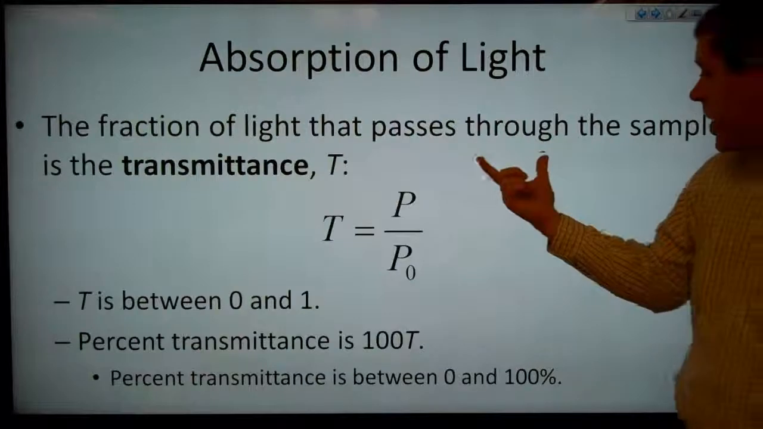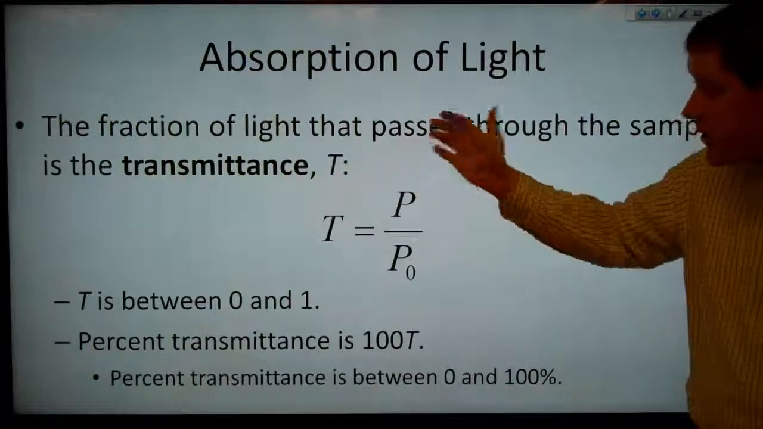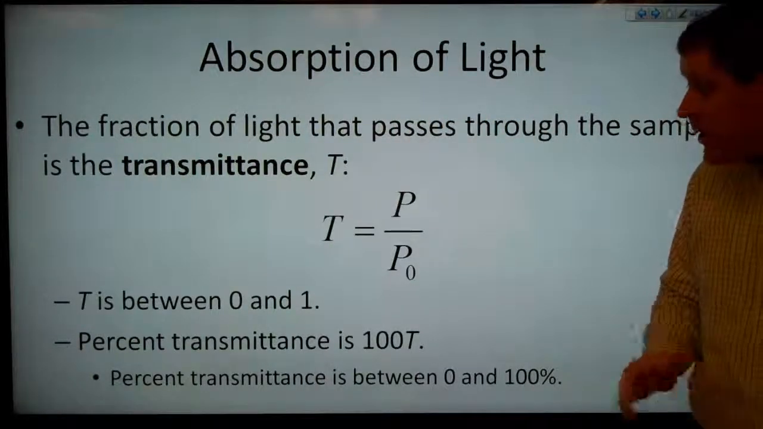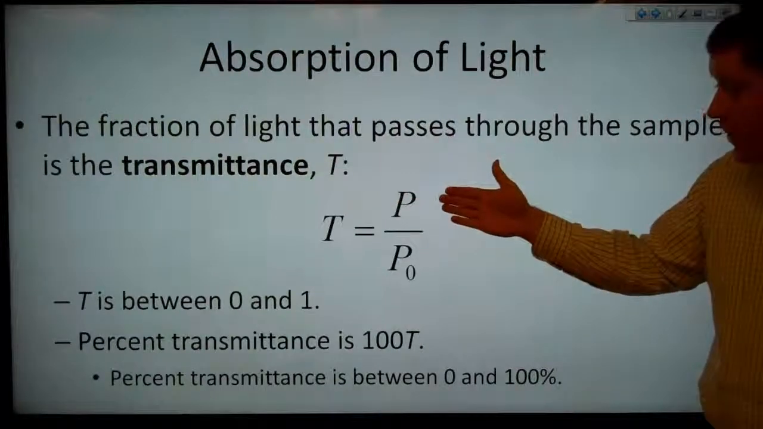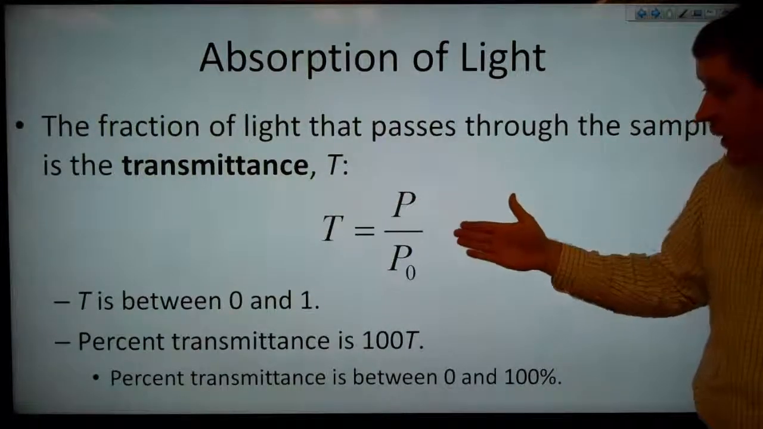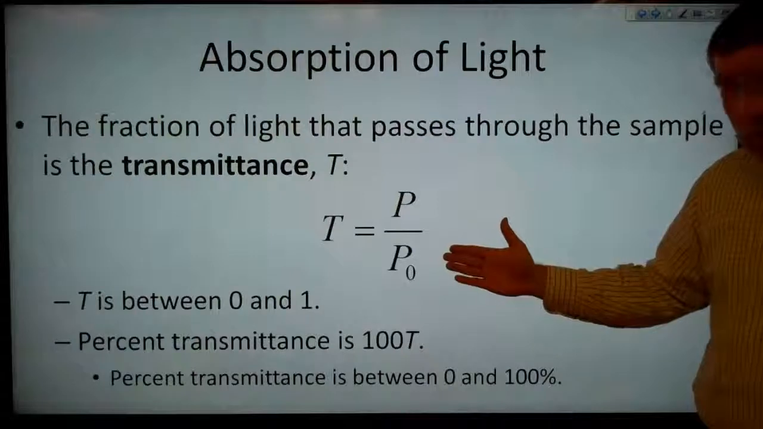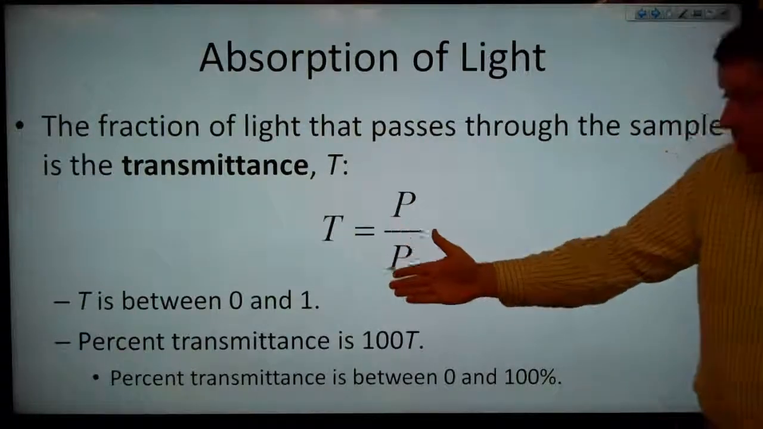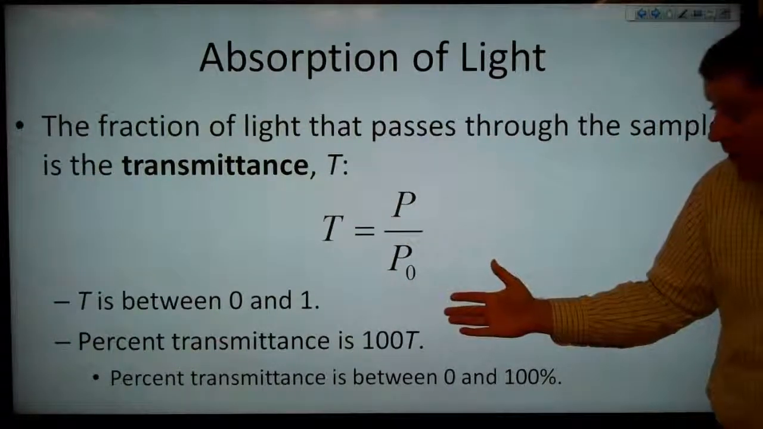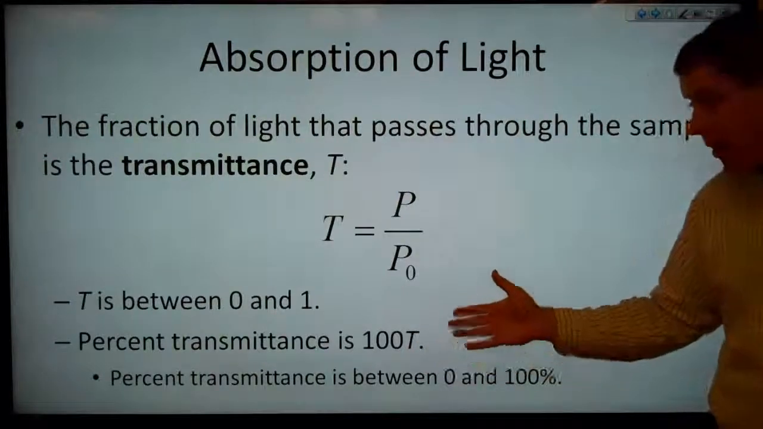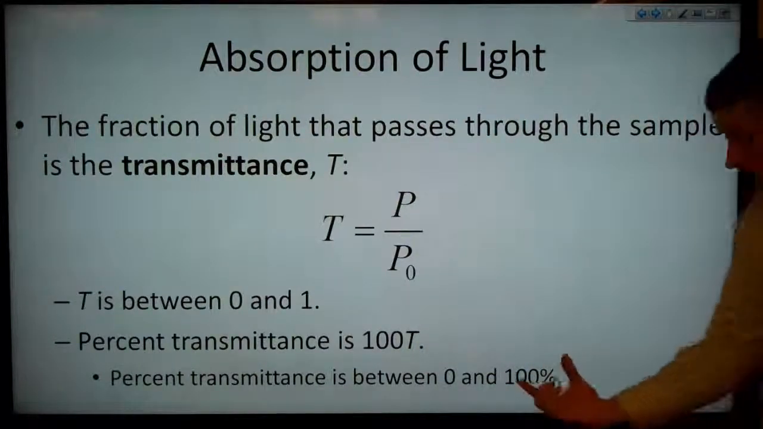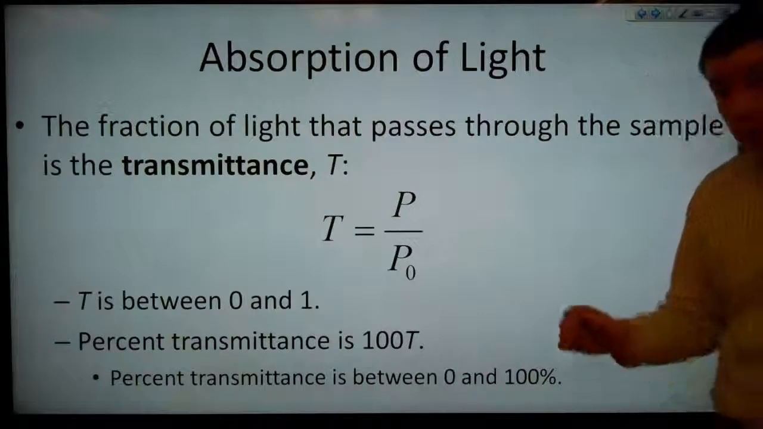The fraction of light that passes through the sample is then the transmittance, which we symbolize with a capital T. So transmittance is equal to the amount of light coming out of the sample divided by the amount of light going into the sample. T is somewhere between 0 and 1 because it's a fraction, and percent transmittance is then 100 times the transmittance. Percent transmittance is somewhere between 0 and 100%.